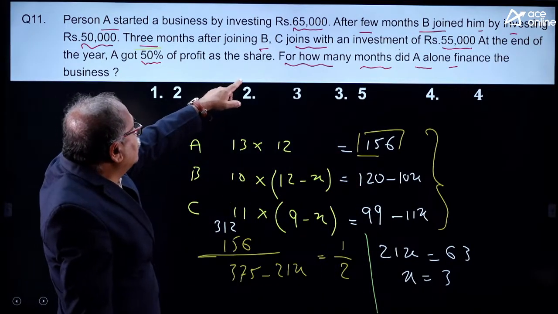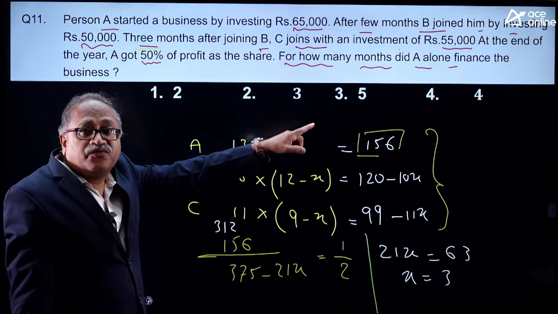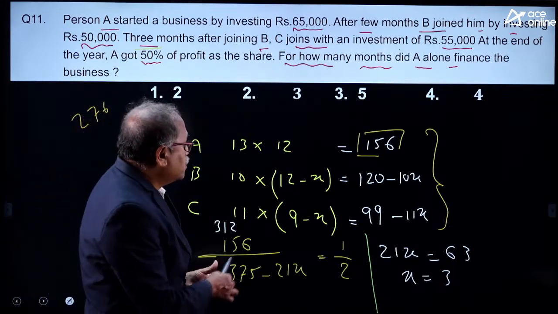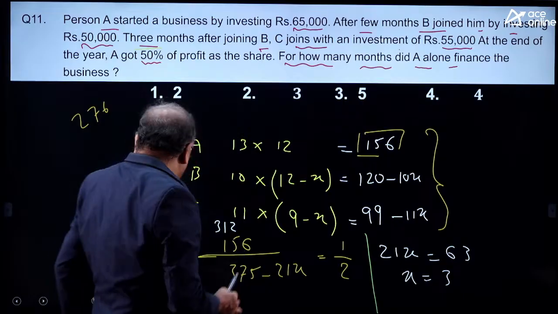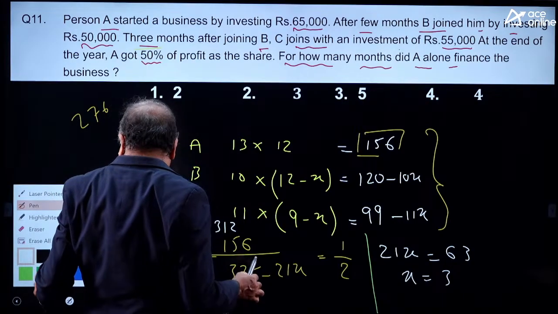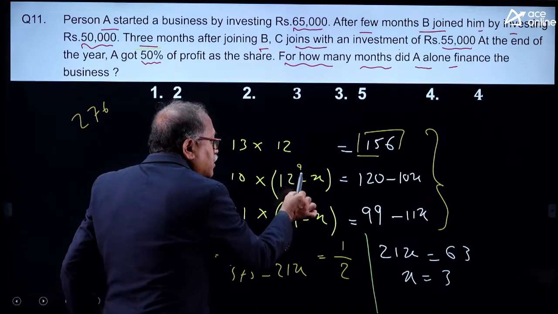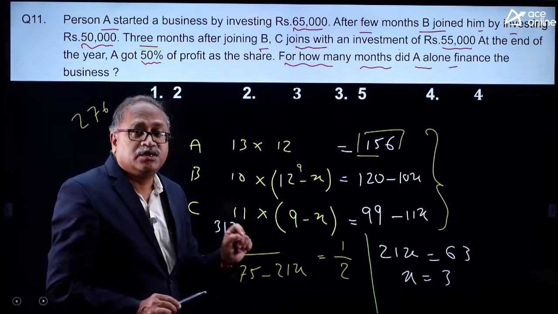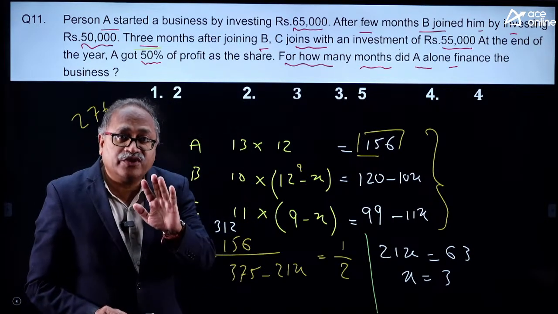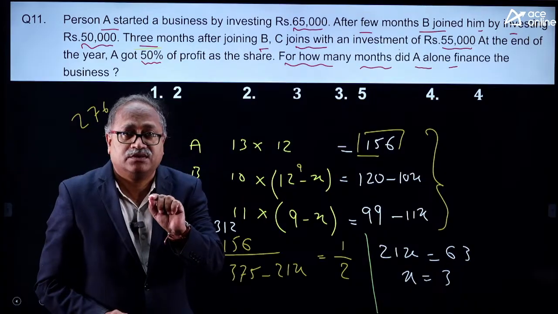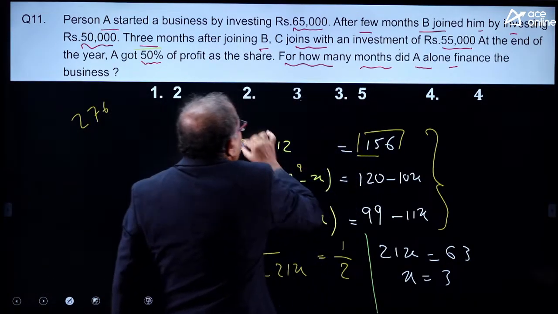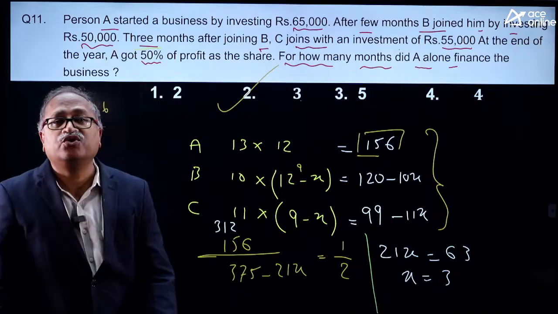You are asked to find out how many months A alone was there. So this is x is equal to 3. That means he was there in the business for 9 months. So he joined after 3 months. That means A alone worked for 3 months. So your answer is rightly said 3 months, option choice 2.